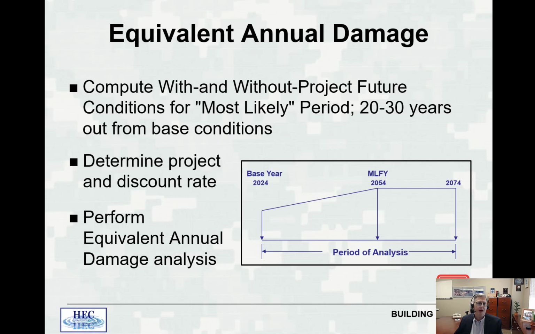You determine your project and discount rate using the economic guidance memorandums that come out multiple times a year to perform your equivalent annual damage analysis. And again, FDA will compute not only your expected annual damages at 2024, your expected annual damages at 2054, and your expected annual damages at 2074, but it also wraps that up and computes your equivalent annual damages as well.